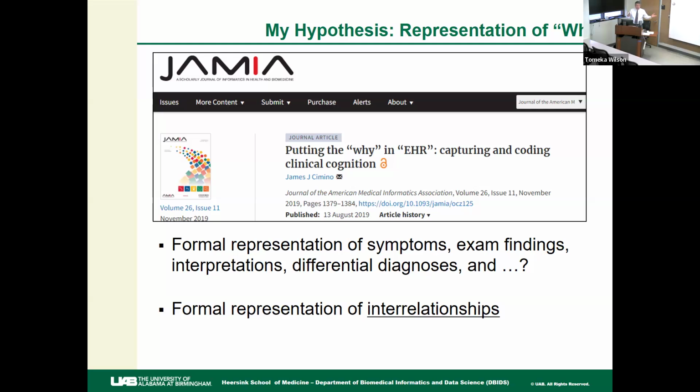Did the drug work? Did it not work? Was it too expensive? Did they forget to order it? Did they have a side effect? Those are all different things we want to model.